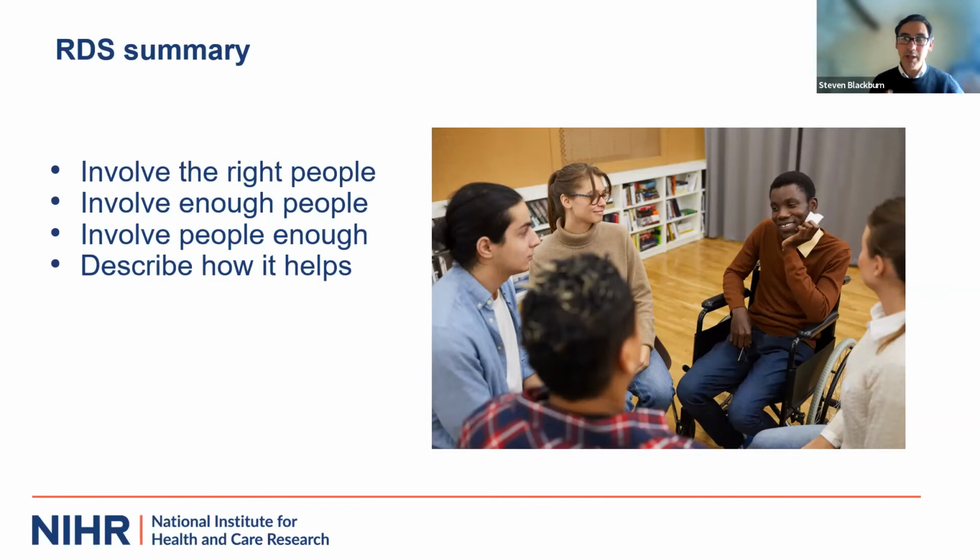Involve people at the right points. Really think about where best they can add value to the research, and talk to your public contributors about it. That could be throughout the research study, or there could be particular elements where their input would really contribute well. Importantly, describe how it helps in your application: what difference it made, how it shaped and influenced your application.